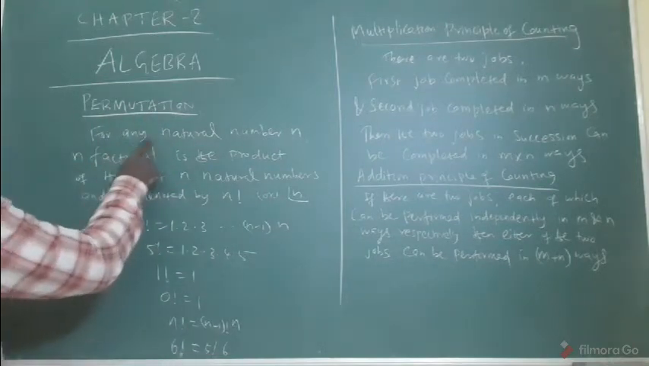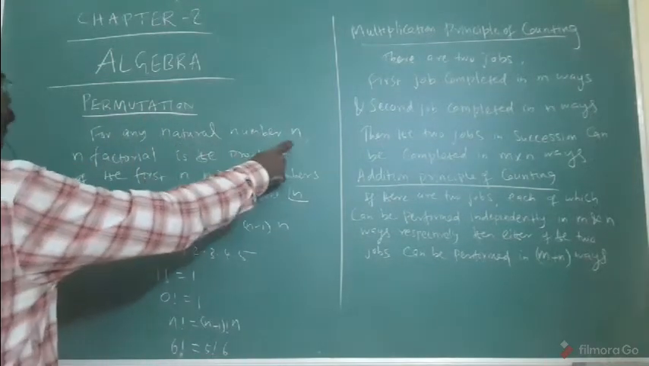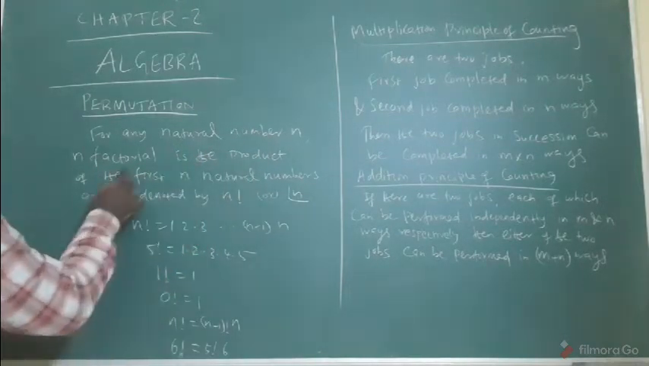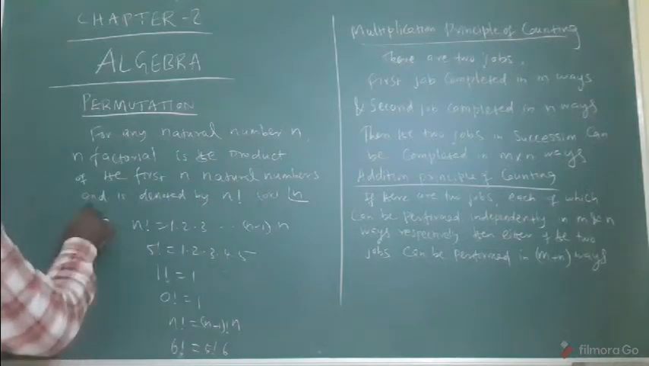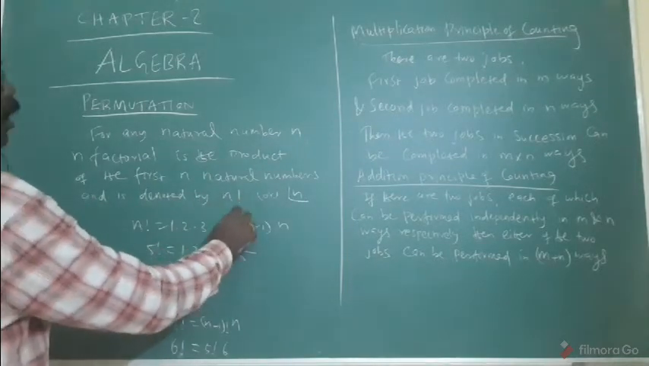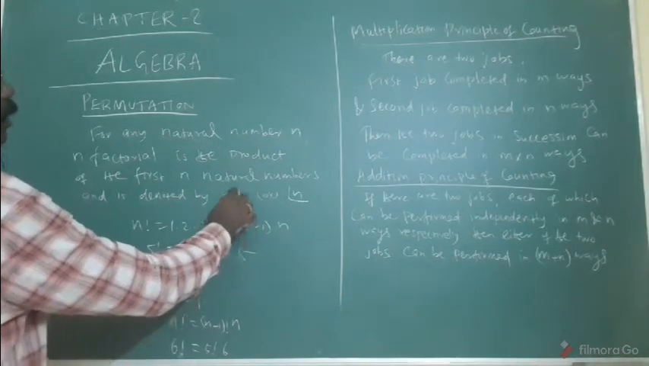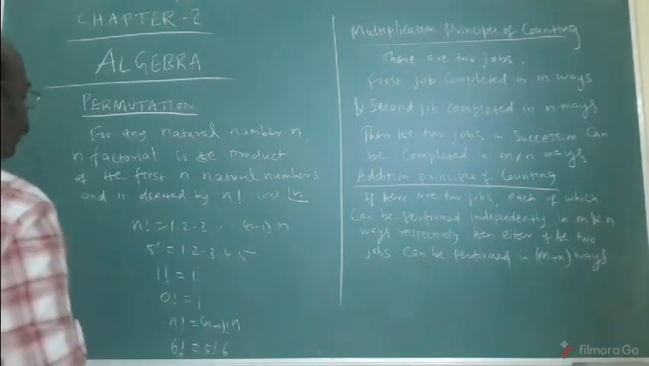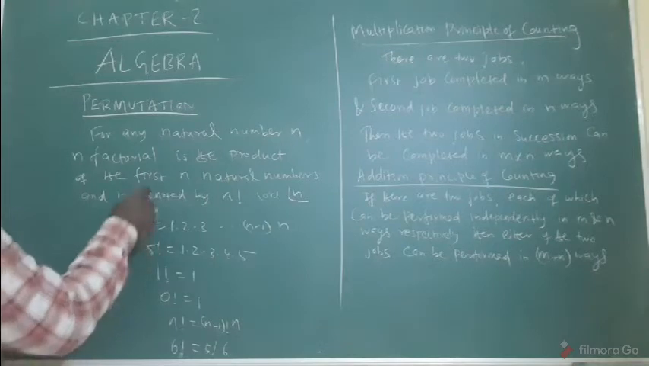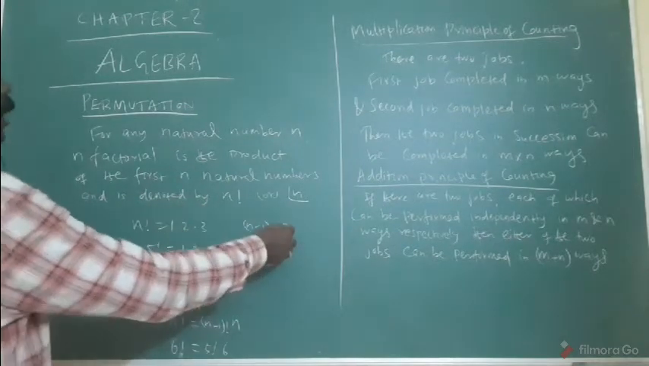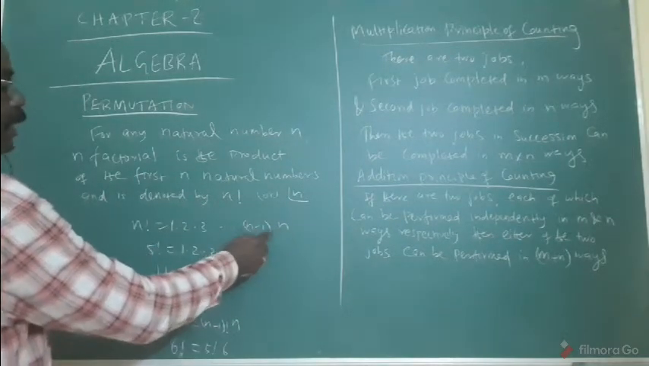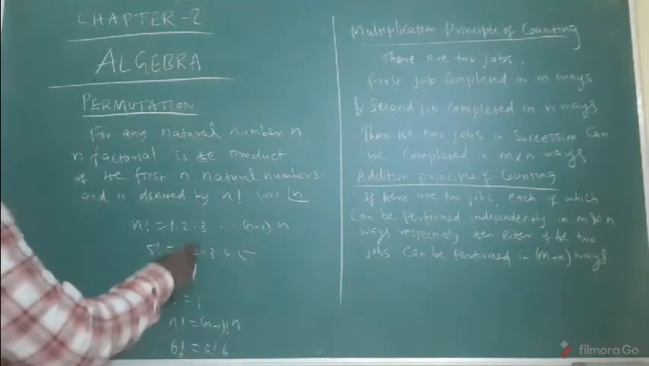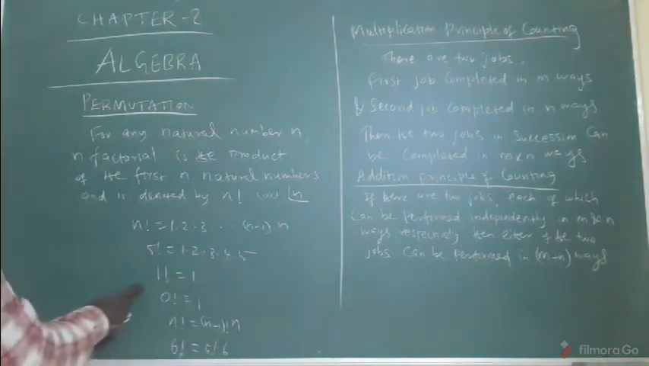Permutation. For any natural number n, factorial is the product of the first n natural numbers and is denoted by n factorial. Alright? N factorial means 1, 2, 3, up to n, the last being n minus 1, n. In this way, you multiply together to get the answer. 5 factorial means 1 into 2 into 3 into 4 into 5. 1 factorial is 1 only.